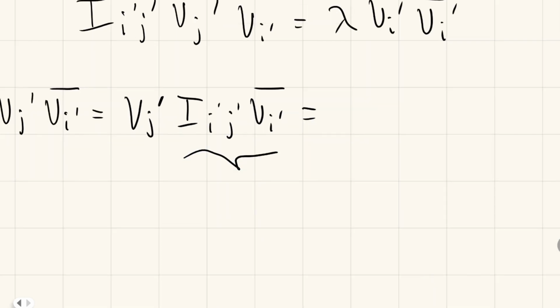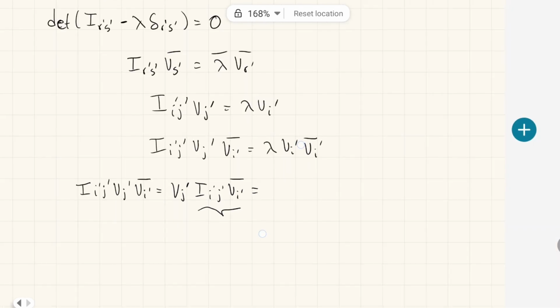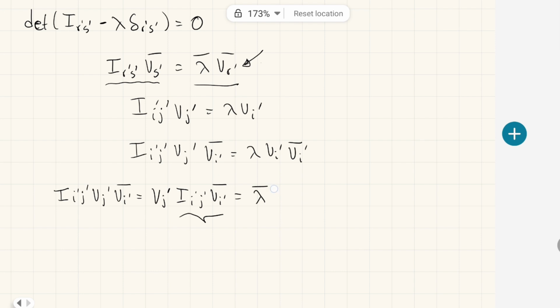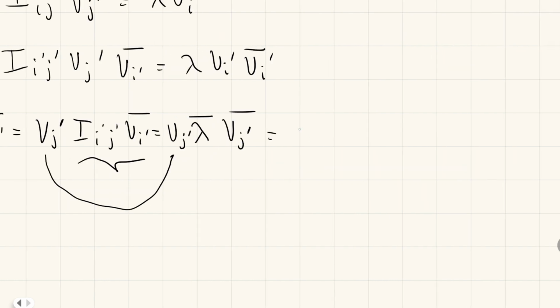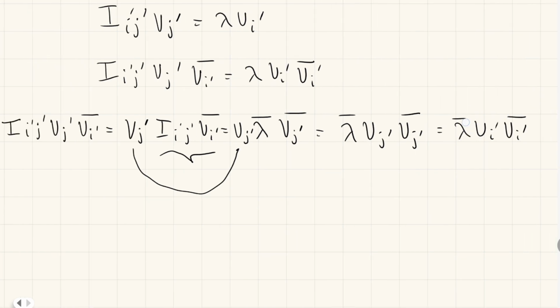Here we can use the eigenvalue equation, this equation that we have here. We know that this is equal to this, so here we are going to get lambda conjugate, and this will be b j prime conjugate. And remember that we have this element, so this goes here. So we can rewrite this as lambda conjugate b j prime conjugate. Let me rewrite this as lambda conjugate b i prime conjugate. I'm just switching the j for the i. Remember, there is no problem if I do that.